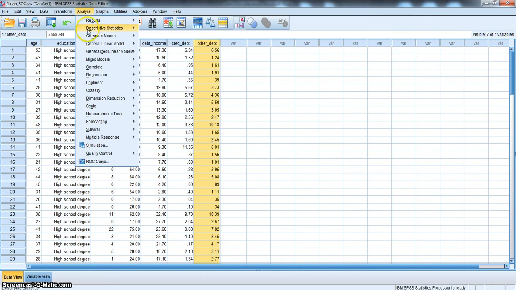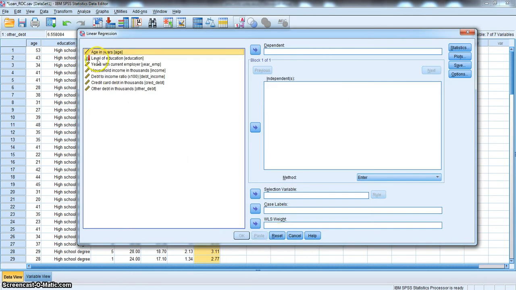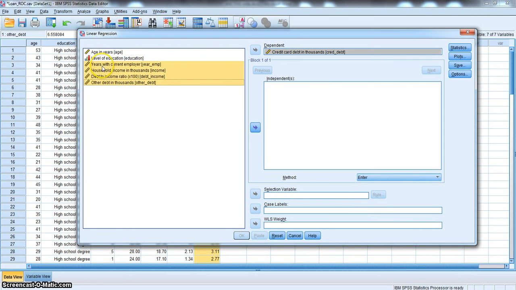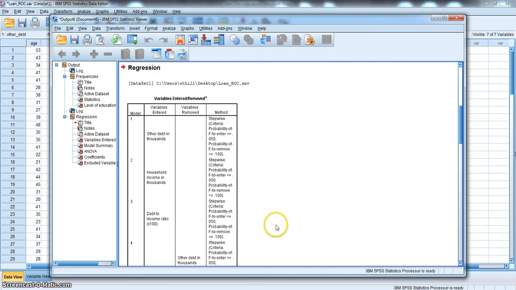So what I'm going to do is click on Analyze, Regression, Linear. I'm going to bring over my dependent variable of interest, which is credit card debt in thousands. Then all of these possible covariates, and keep in mind these are all scale variables. I'm going to select stepwise here. Enter is the default, but I'm going to select stepwise, then click OK.